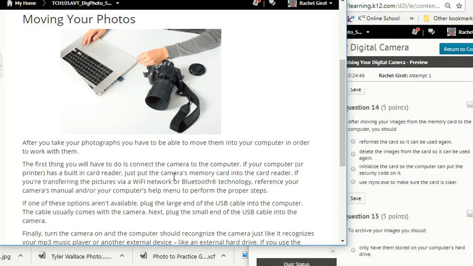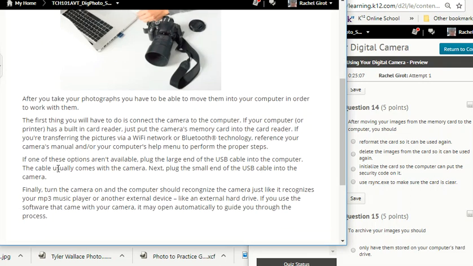The first thing you will have to do is connect the camera to the computer. If your computer or printer has a built-in card reader, just put the camera's memory card into the card reader. If you're transferring the pictures via a Wi-Fi network or Bluetooth technology, reference your camera's manual and/or your computer's help menu to perform the proper steps. If one of these options isn't available, plug the large end of the USB cable into your computer. The cable usually comes with the camera. Next, plug the small end of the USB cable into the camera. Finally, turn the camera on and the computer should recognize the camera just like it recognizes your MP3 music player and another external device, like an external hard drive.